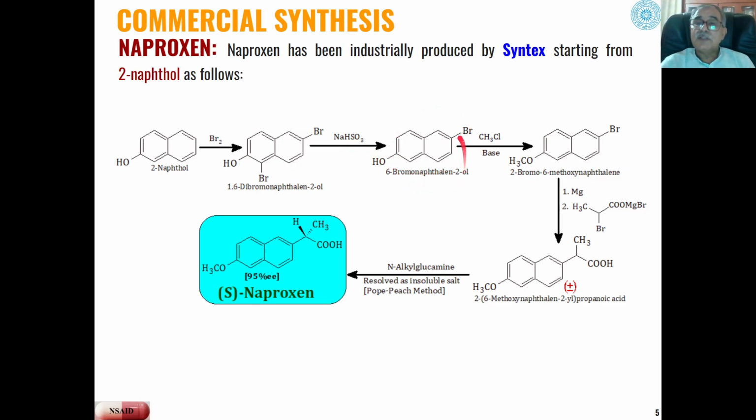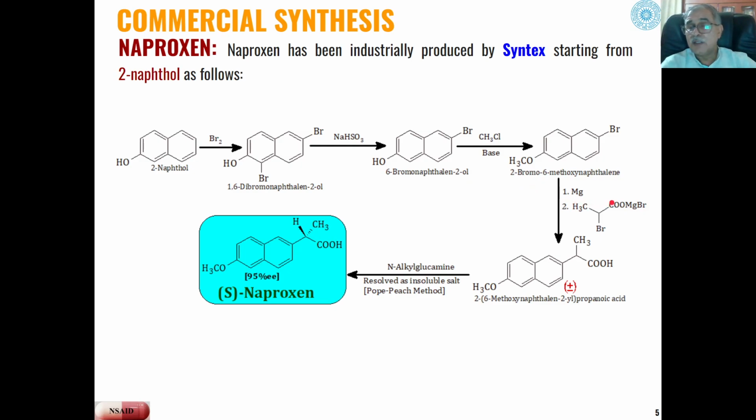Then this reacts with an alkyl halide. Methyl chloride is used for O-methylation of this hydroxyl group, and 6-bromonaphthalen-2-ol is converted into 2-bromo-6-methoxynaphthalene. So basically O-alkylation, or we can say O-methylation, takes place in this step.